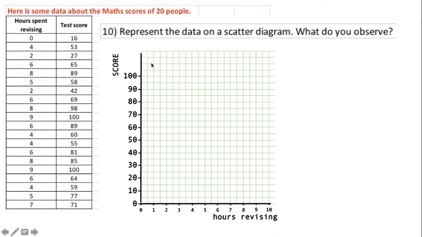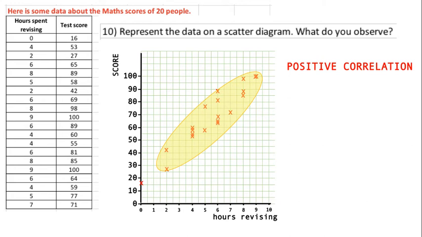And I've deliberately done it that way around because conventionally, if one variable is dependent on the other, then you generally put the dependent variable on the y-axis. So the score kind of depends on how much they studied, or it should do, not the other way around. So plotting those points, we get that, and it seems that the more hours you revise, the higher the score you get. They are positively correlated. So what we observe is positive correlation.